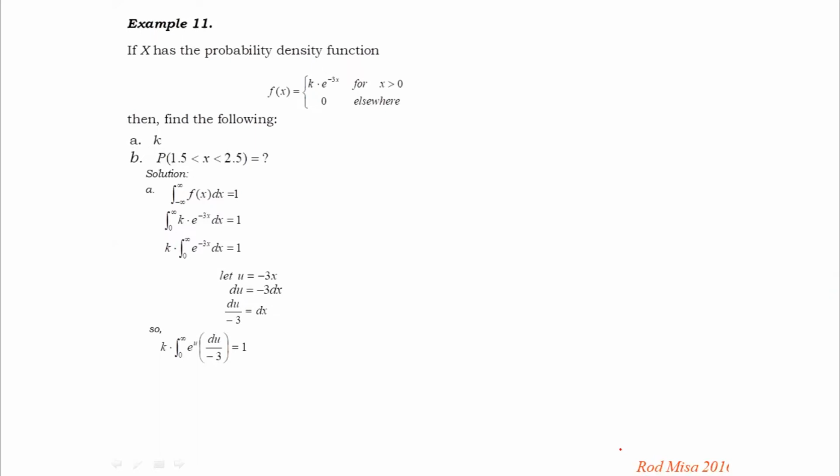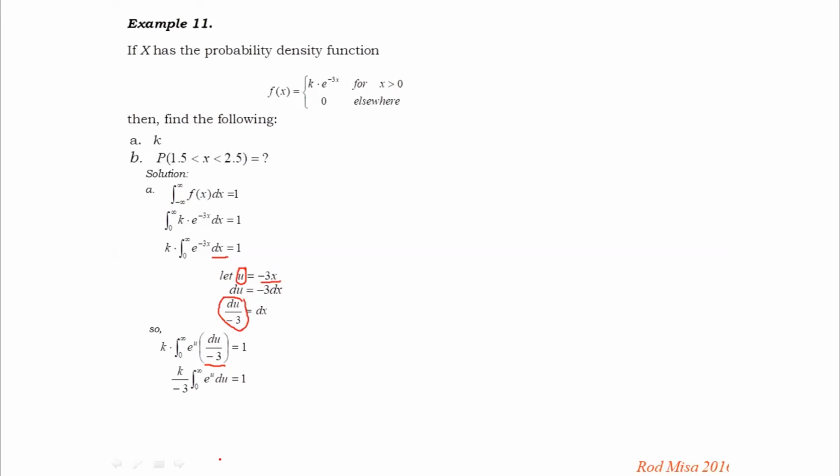So, substituting these representations to our integrand, we have k times the integral of e to the power of u. So, instead of writing negative 3x, we will substitute a dummy variable u in behalf of negative 3x. And instead of writing dx here, we will write its value, which is du over the negative 3 here. So, the whole expression is equal to 1. So, factoring again our constant of negative 3 outside the integral symbol, we have k over the negative 3 times the integral of e to the u du from 0 to infinity, which is the whole thing equal to 1.